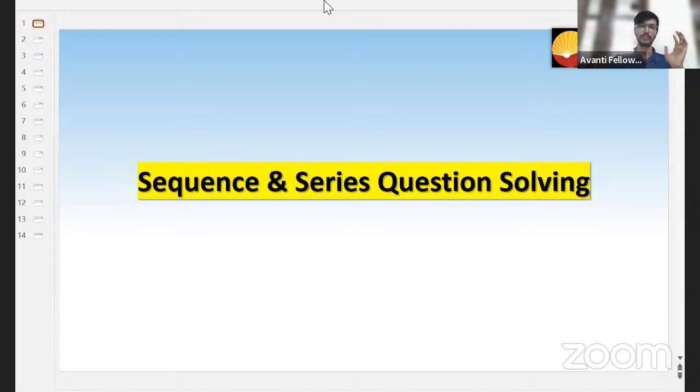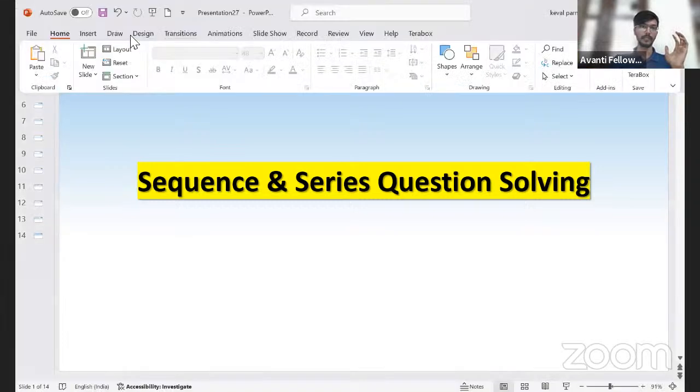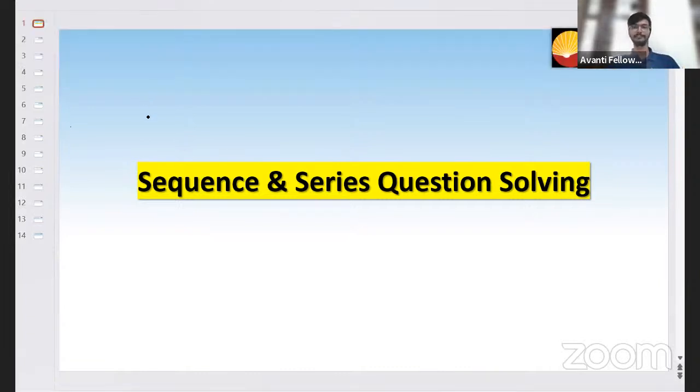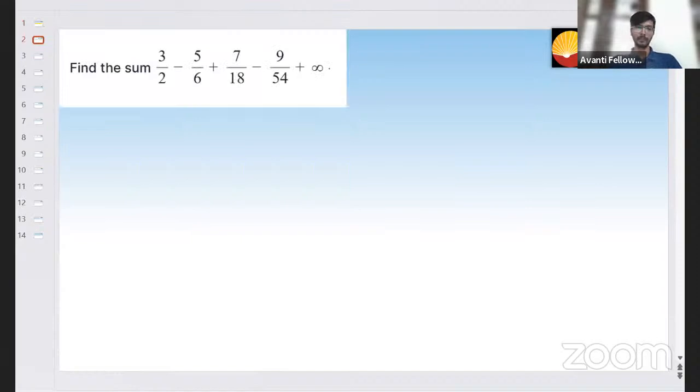Got it? So we are moving towards the first question, which is this. Let's see. Again, I will give you some time. Let's say 1 minute, and then you can solve, and then I can solve. Got it? So let's see the question.